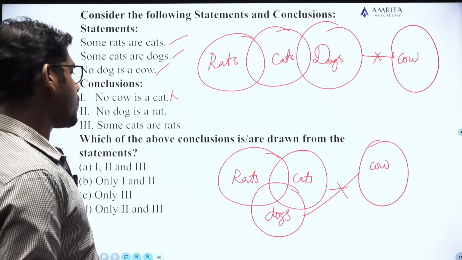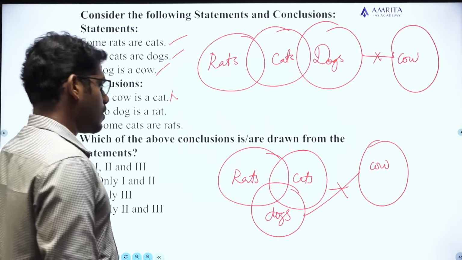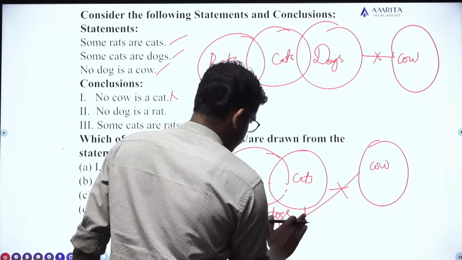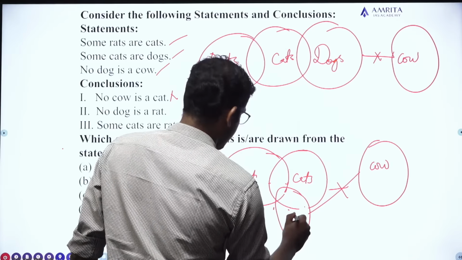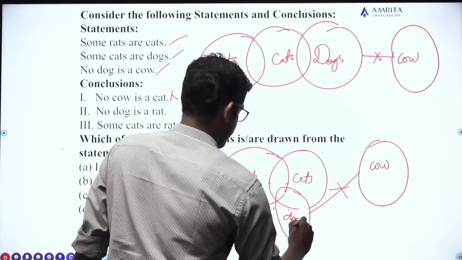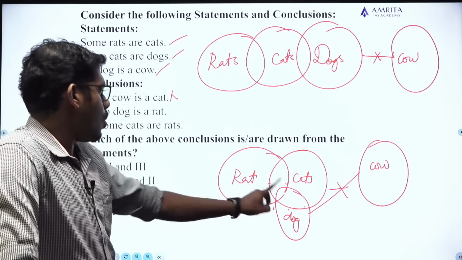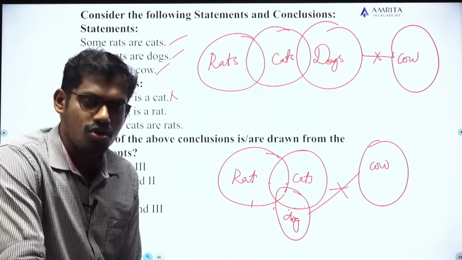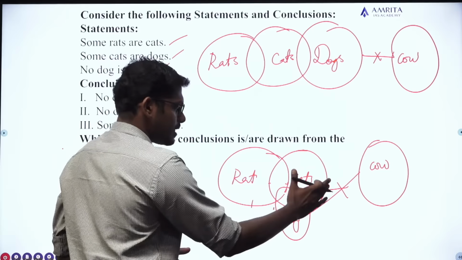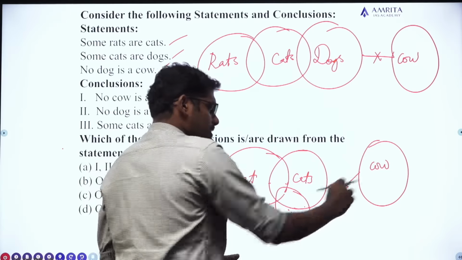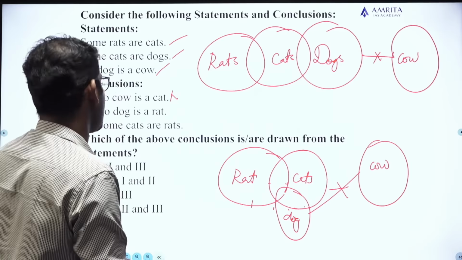Clear? Okay. So based on this possible diagram, can we definitely say that no dog is a rat? No. Let me take this case. This says some cats are dogs. Can we say that no dog is a rat? In this case, some dog is also a rat. We didn't violate the basic statements. In the basic statement, it says some rats are cats and some cats are dogs, and no dog is a cow. In this possible diagram, some dog can be a rat. Hence, we cannot definitely say that no dog is a rat.